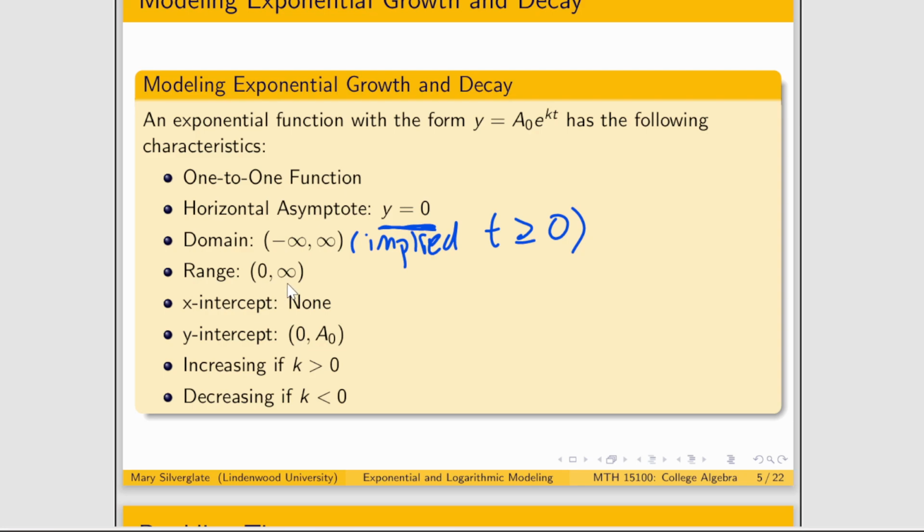For range, though, just mathematically, it's always 0 to infinity. And also the implied thing, too, is that you couldn't have negative amounts as well. There is no x-intercept because that's how an exponential model works. Our y-intercept is always our starting point. And again, it's increasing if we have a positive growth rate and decreasing if we have a negative growth rate.